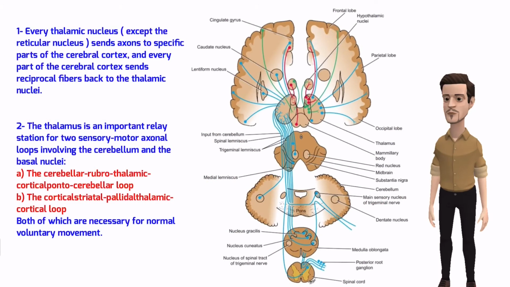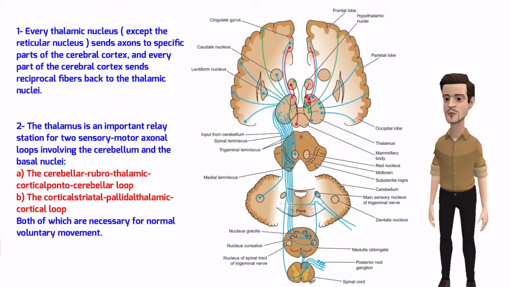It's important to mention that every thalamic nucleus except the reticular nucleus sends axons to specific parts of the cerebral cortex, and every part of the cerebral cortex sends reciprocal fibers back to thalamic nuclei. This would indicate that information received by the thalamus is always shared with the cerebral cortex, and that the cortex and thalamus can modify each other's activities.